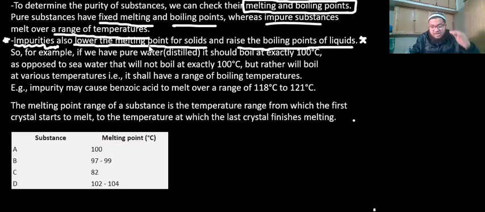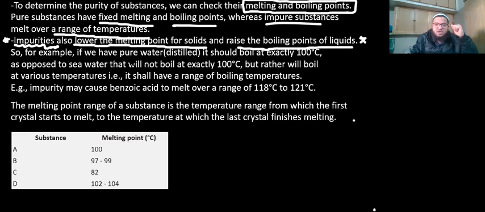They lower the melting point. What does that mean? Well, if a substance was melting at 40 degrees Celsius, it would now melt at, let's say, less than 40 degrees Celsius, let's say 37 or 35. And if the substance was boiling at 100 degrees Celsius, then now it would boil at, let's say, 110 degrees Celsius, if impurities are present. So that's the effect of impurities on both the melting and the boiling point.